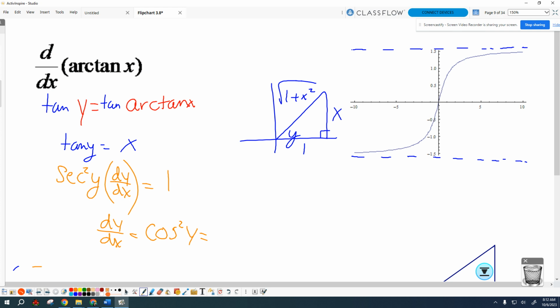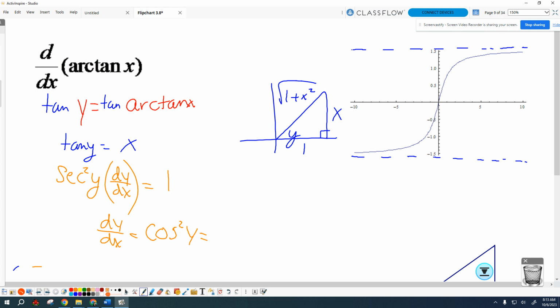Question: how did tan y equals x go to secant squared y times dy dx equals 1? Where did the x go? Okay. We did the derivative. Derivative of tangent is secant squared. Derivative of y is dy dx. Derivative of x with respect to x is 1. Oh, that makes sense. Okay.